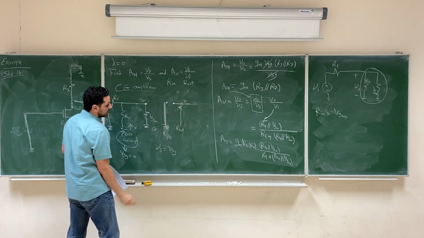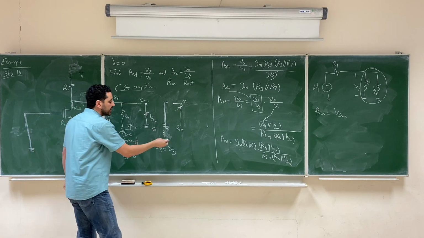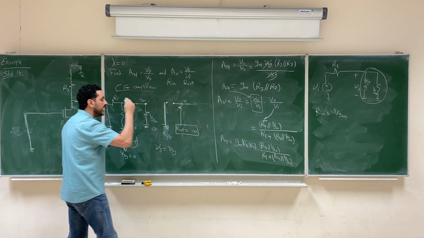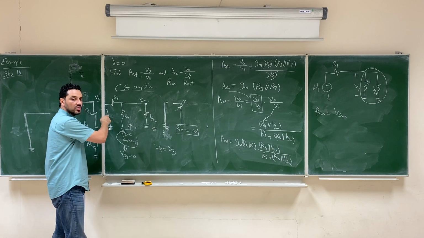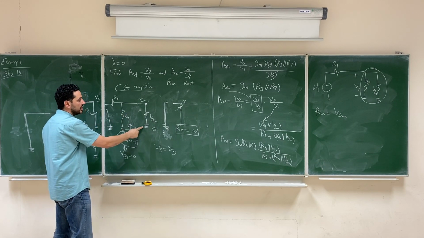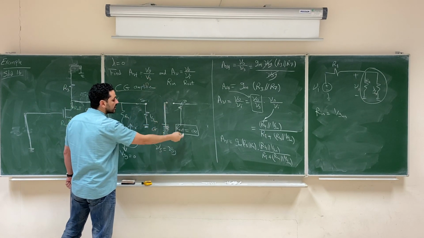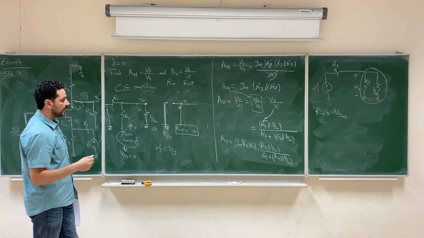So now when you look at R output from this point, you will see an open circuit. So R output will be infinity. Again, look at the sequence. We deactivated the independent source. We found that the current here is 0, and hence the voltage VSG is 0. So the dependent source will be 0, which means open circuit. So the resistance that you will see at this point will be infinity.